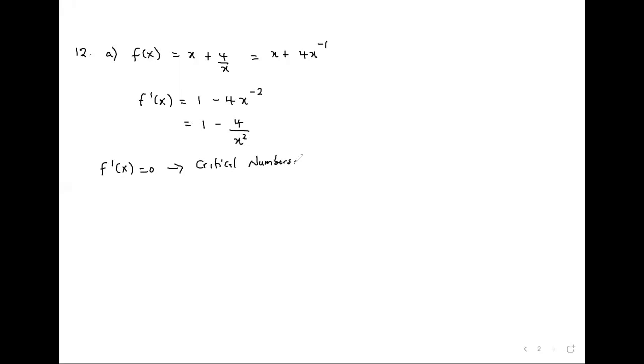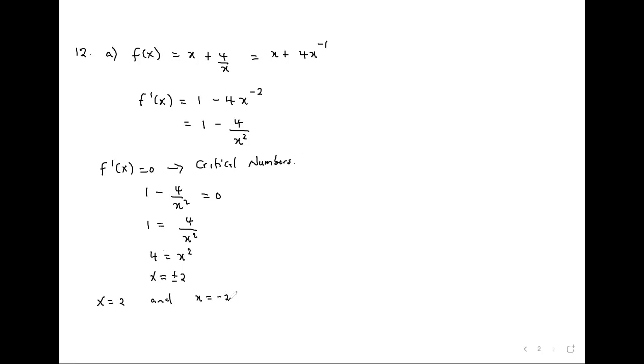Remember, when you're finding critical numbers, you get the first derivative and equate it to 0. So here we have 1 minus 4 over x squared is equal to 0. 1 is equal to 4 over x squared, meaning 4 is equal to x squared, so that x is plus or minus 2. So we have two critical numbers. x is 2 and x is negative 2.